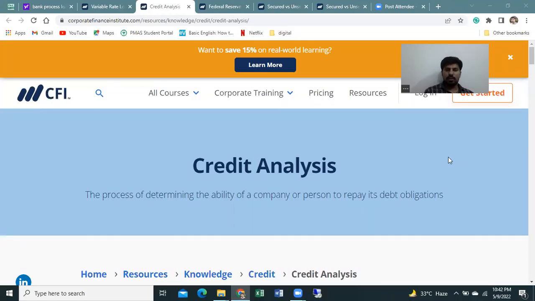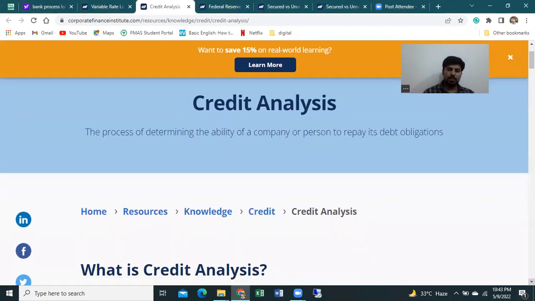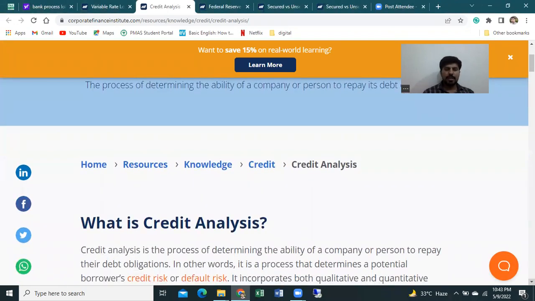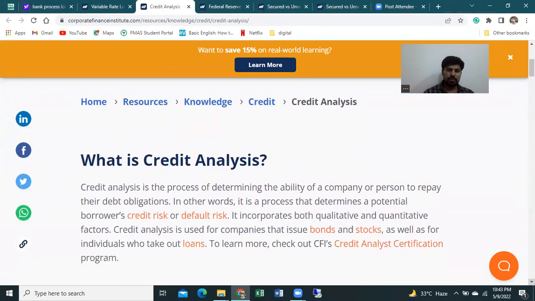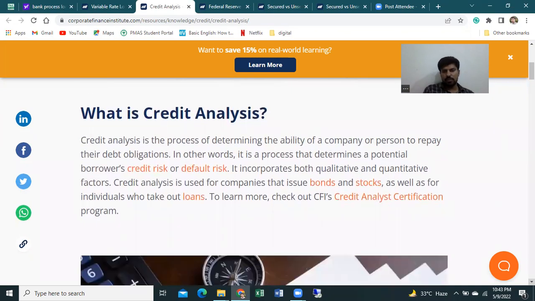My name is Jack. Today I am talking about credit analysis. What is credit analysis? Credit analysis is the process of determining the ability of a company or person to repay their debt obligations. In other words, it is the process of determining credit risk and default risk. It incorporates both qualitative and quantitative factors.